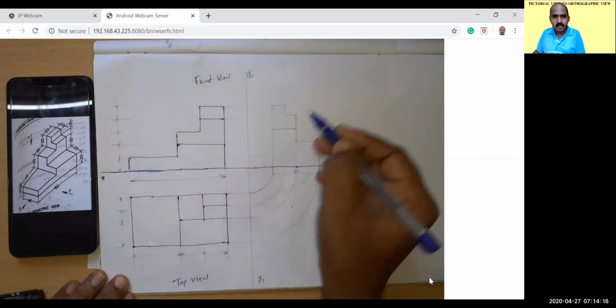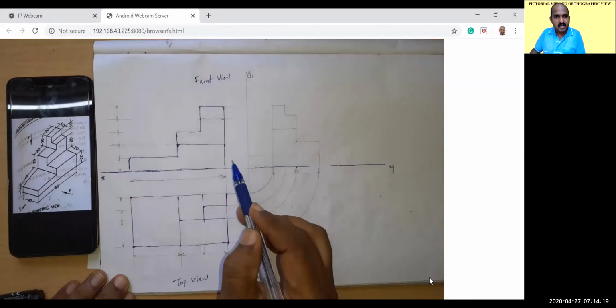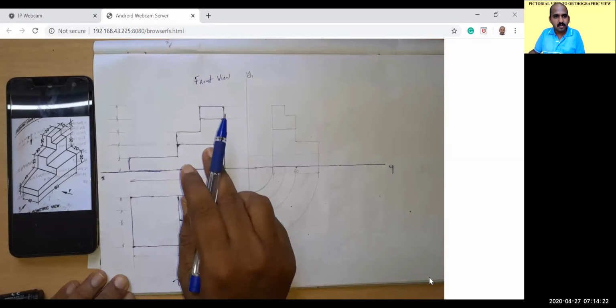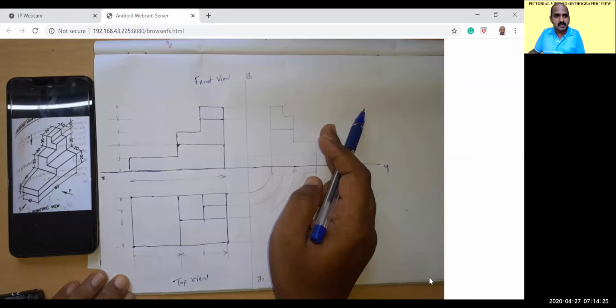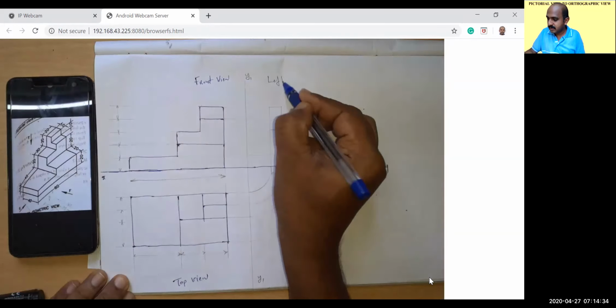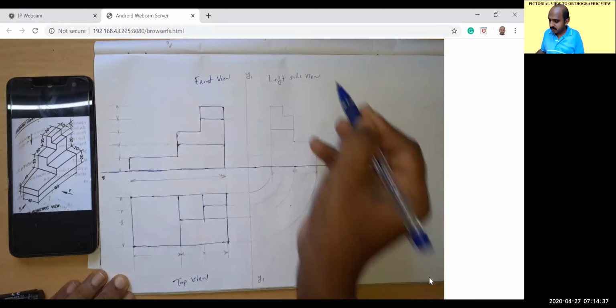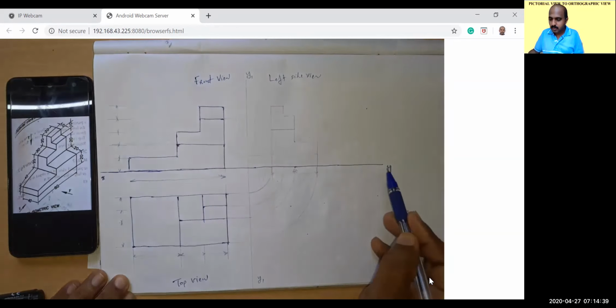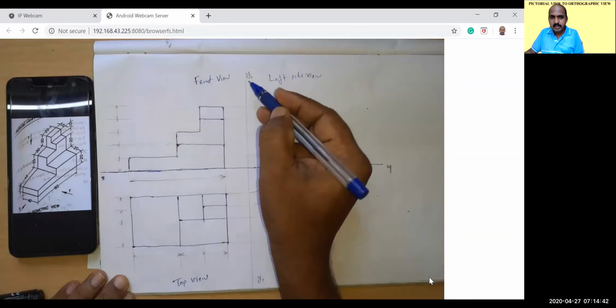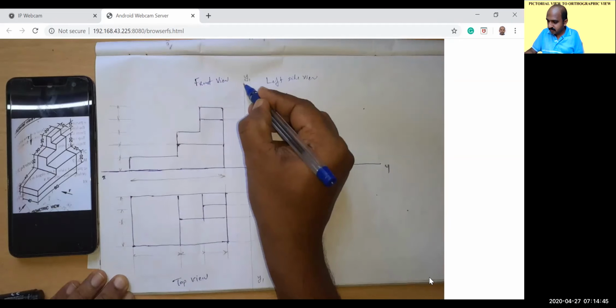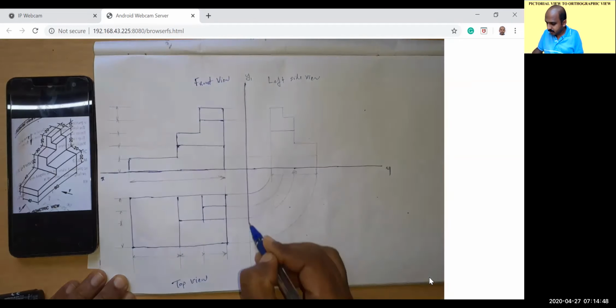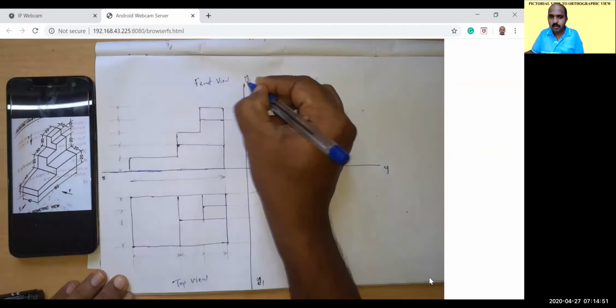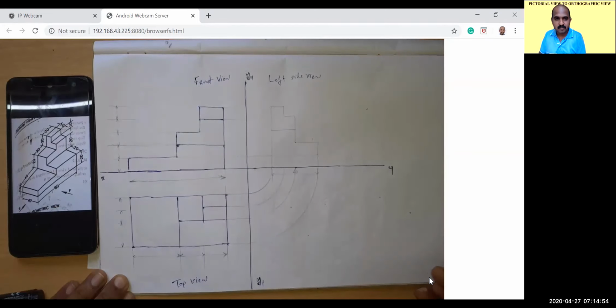I already mentioned, you draw the left side view on the right side of your front view. So this is your left side view. For that, you already draw the XY line. You draw a line X1Y1, which is perpendicular to the XY line.